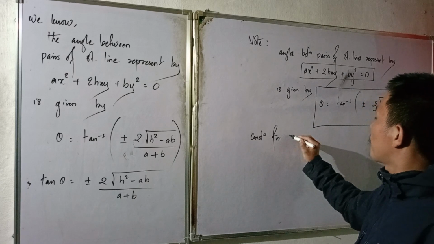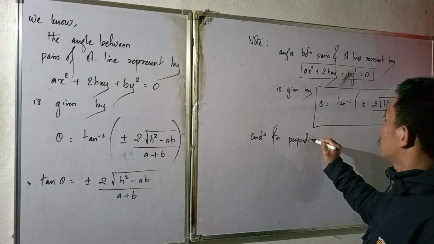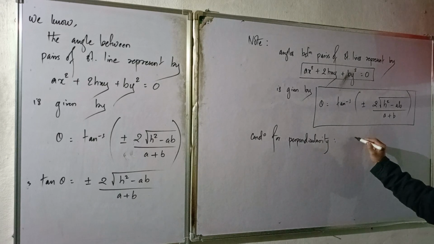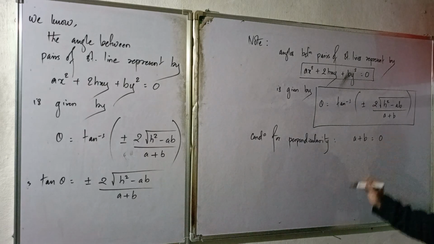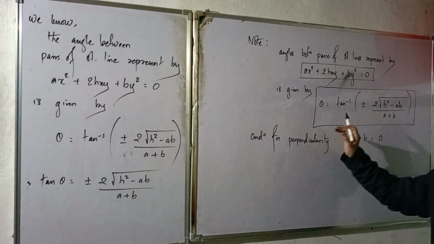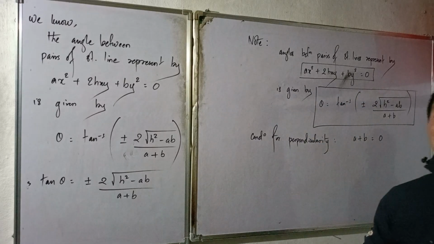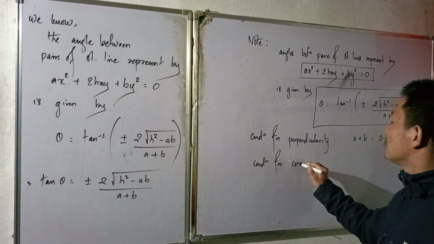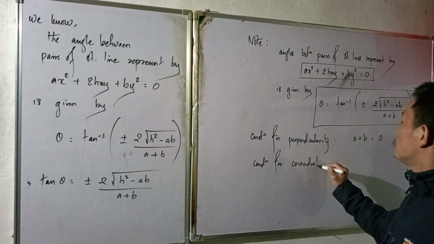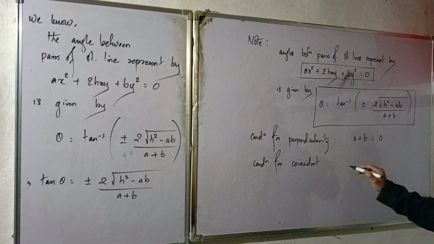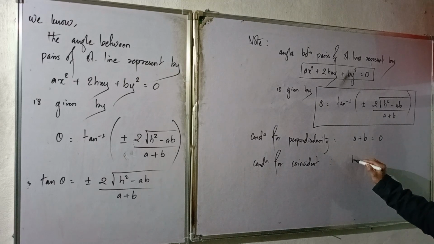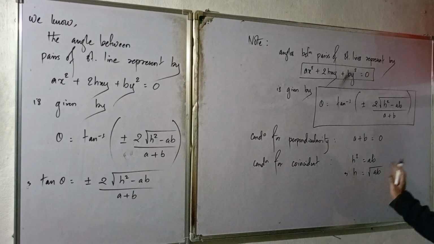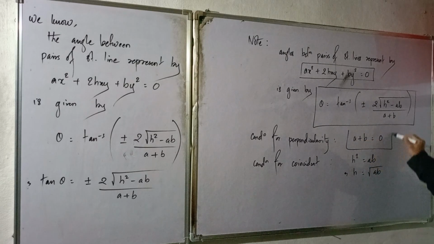Another condition that you have to know is the condition for perpendicularity: a plus b must equal 0. In that case, the pair of straight lines will be perpendicular to each other. And the condition for coincident means the lines are overlapping with each other. The condition for coincident is h square equals ab, or you can also write h equals root ab.